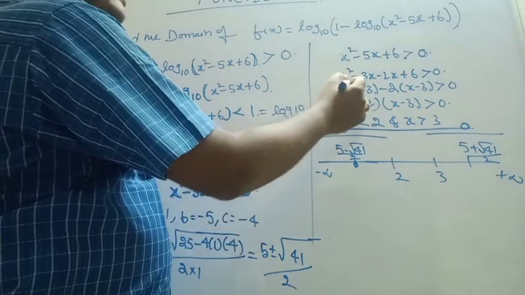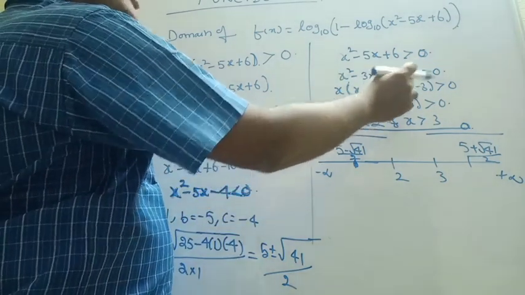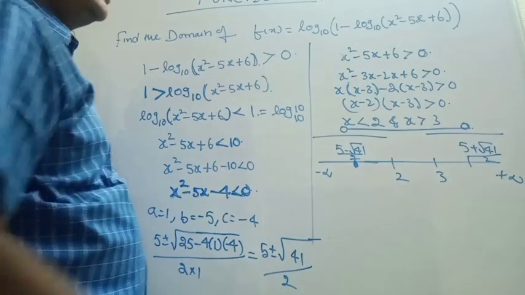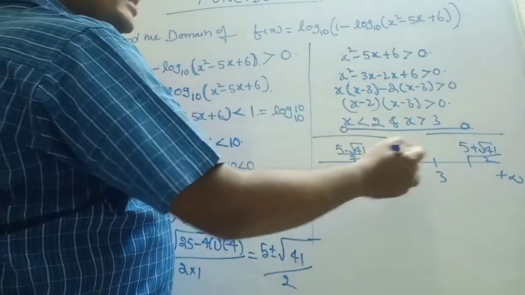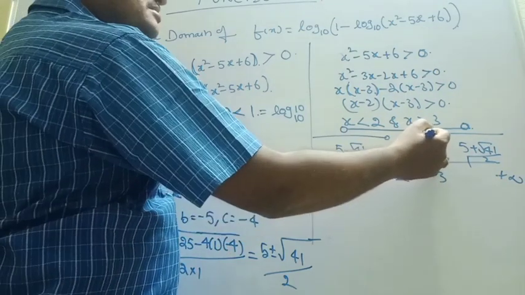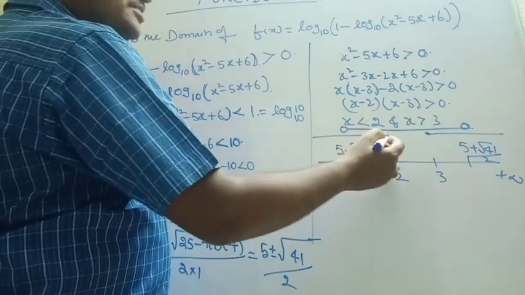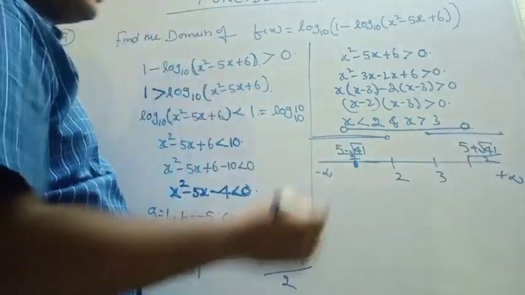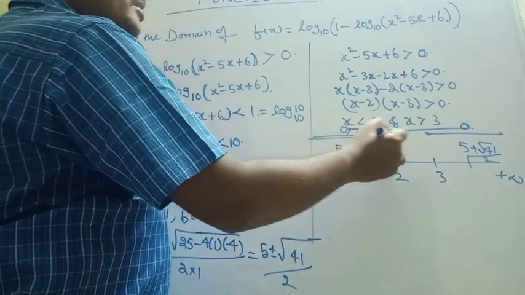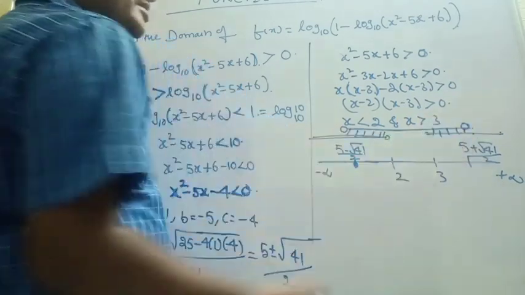Now if you take x common, this becomes x minus 3, minus 2 if you take common, x minus 3. Now (x minus 2)(x minus 3) greater than 0. Therefore 2 and 3 are the points you have here. Now x less than 2 means this, and x greater than 3 means this. Now the common area, this is the solution set we have here.